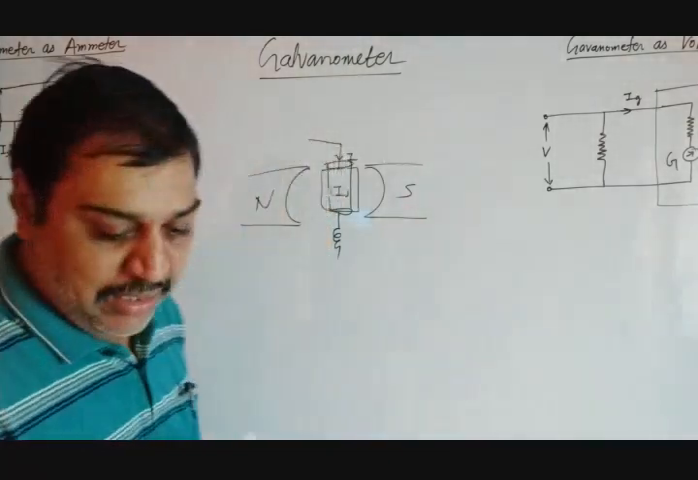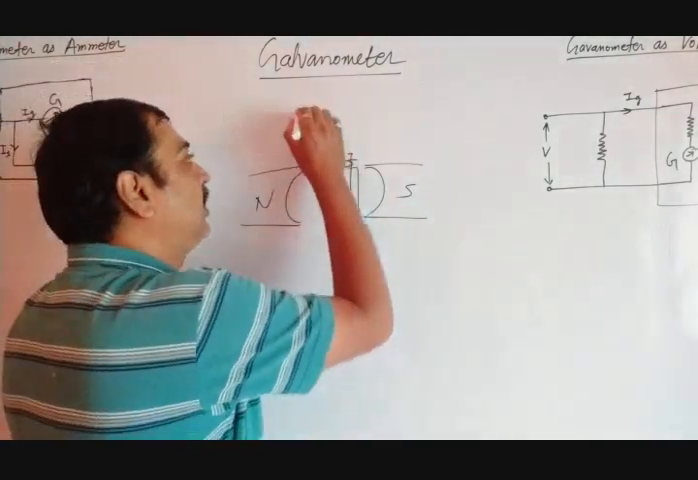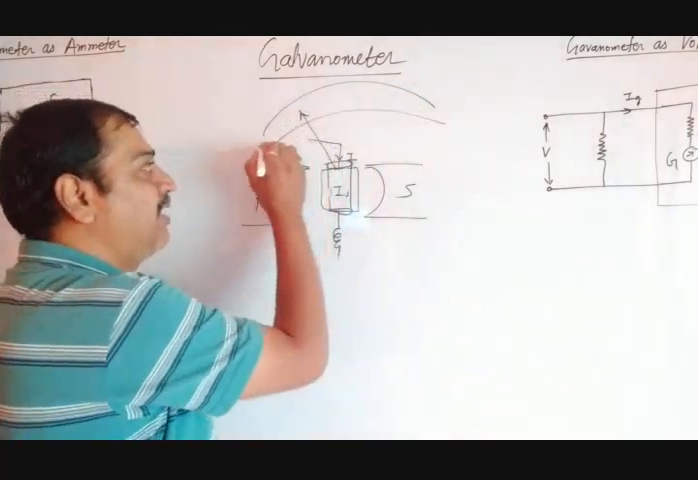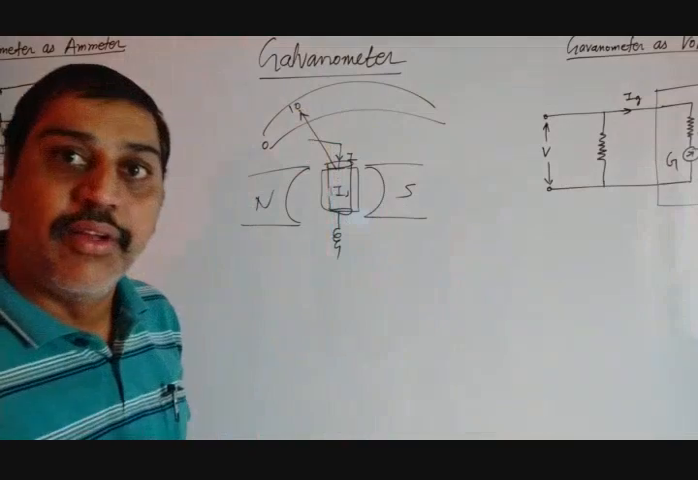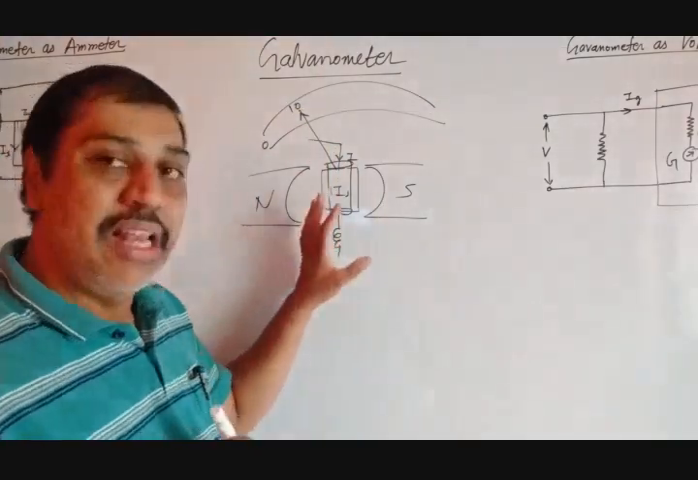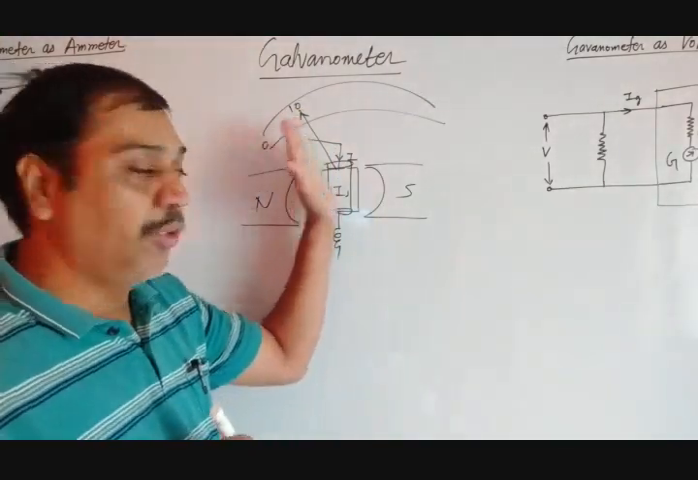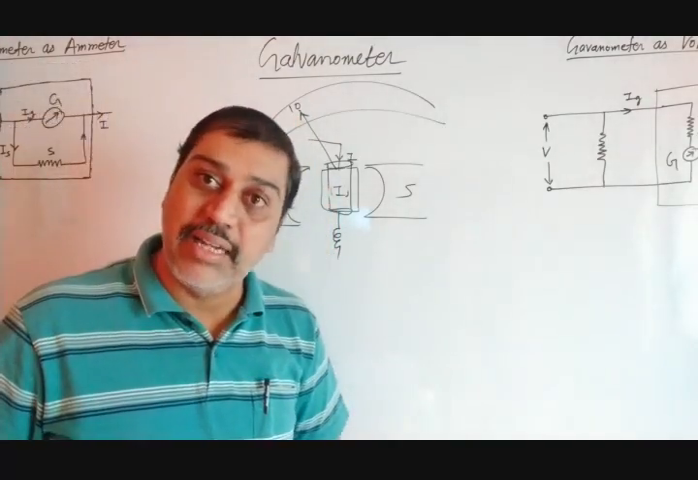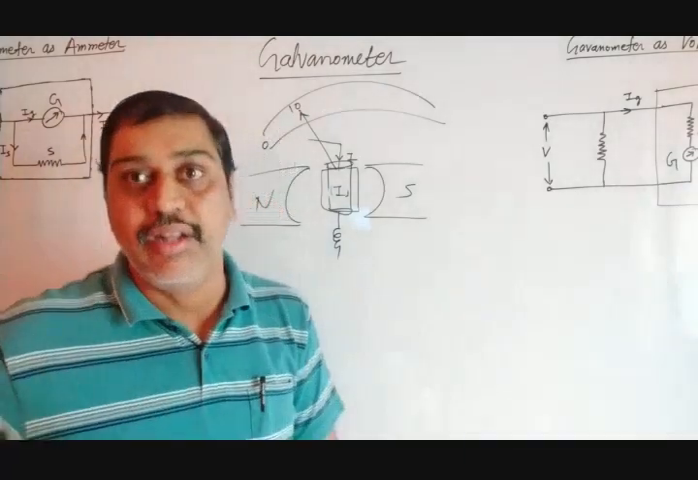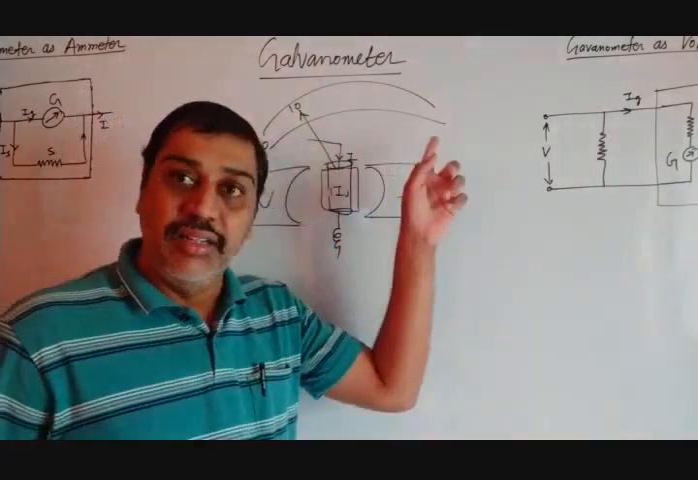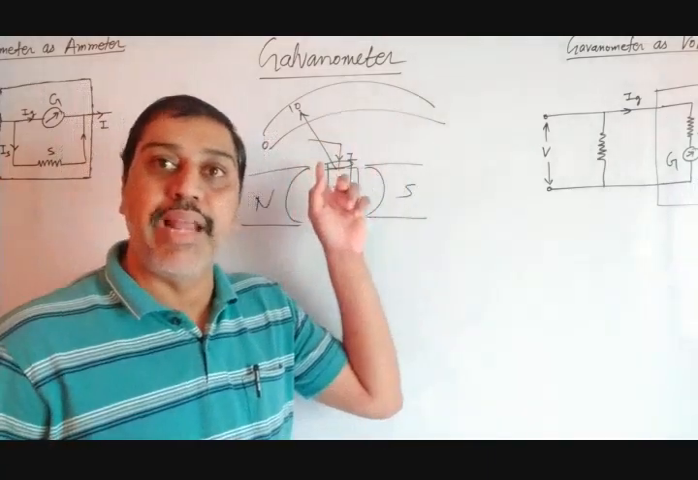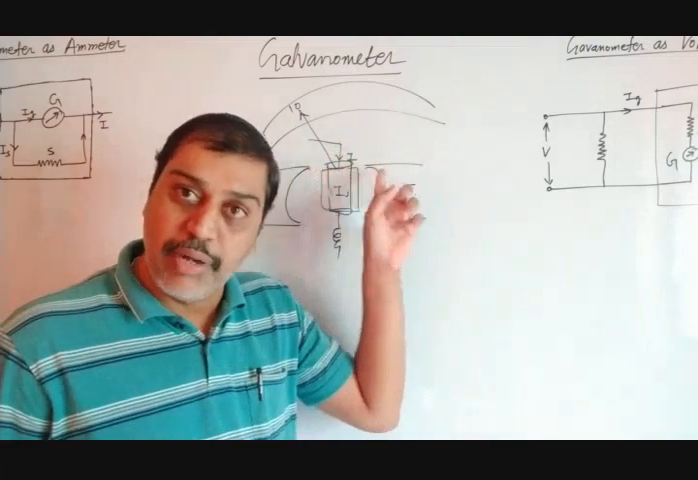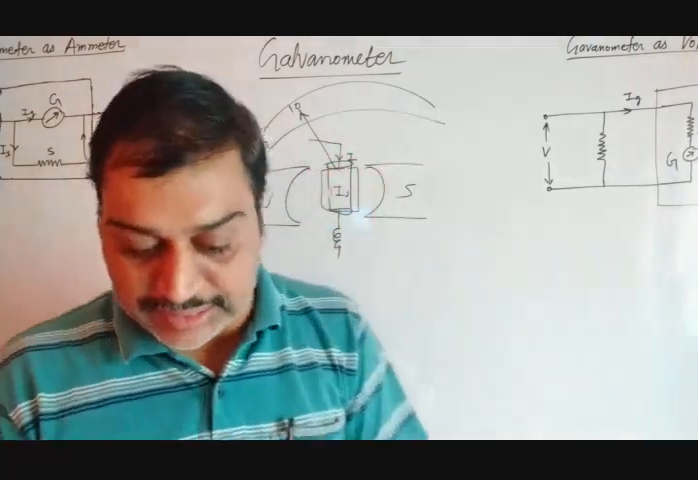And apart from that, this coil has one pointer, and this pointer moves on a scale. So if the pointer is somewhere here, it is 0, here it is 10. When some current I passes through, the coil gets deflected, and accordingly this pointer shows 10. That means it is 10 amount of current or voltage, depending on the scale and the unit. If it is milliampere, 10 milliampere will be the current. If it is microampere, 10 microampere. If it is volt, 10 volt means it is measuring the voltage.